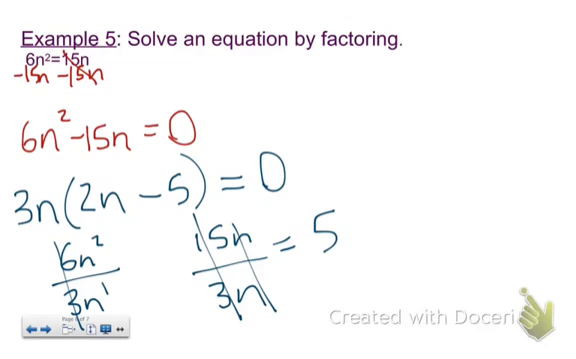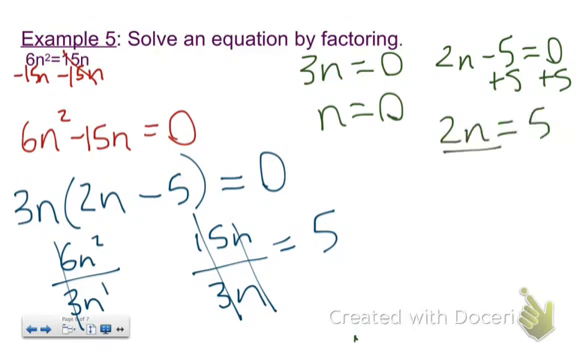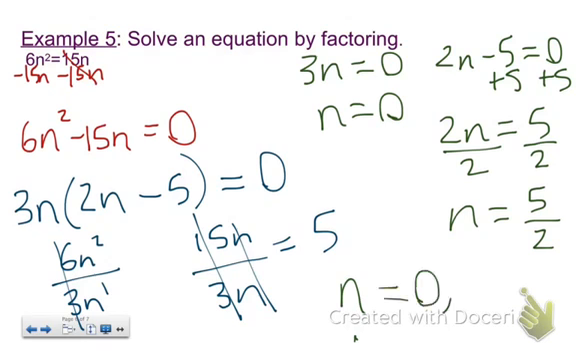And now I'm just going to set each part of the product equal to 0. So 3n equals 0, and 2n minus 5 equals 0. Here I just get n equals 0, and here I'm going to add 5 first. I get 2n equals 5, then divide by 2, and n equals 5 over 2, or 5 halves. And that's fine, we can just leave it as a fraction. So in this case, n equals 0, and n equals 5 halves. And that is it for this section.